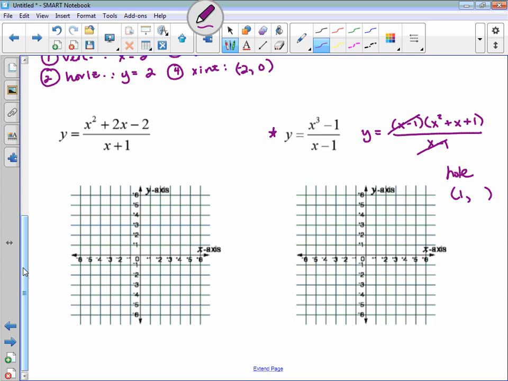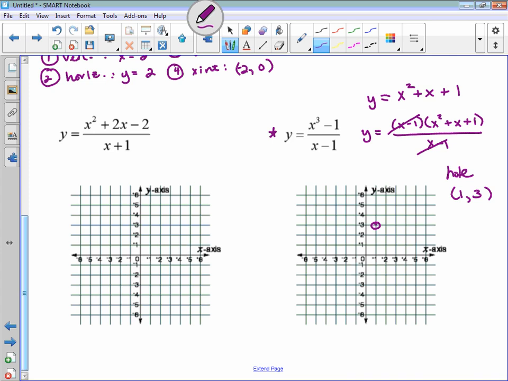How are we going to find the y value for that hole? Plug 1 into what's left. What's left is this x squared plus x plus 1. That is all you have to graph now. So what do I get when I plug a 1 in? 3. So I know right away at (1, 3) I have a hole. Definitely only plug it into what's left. If you try to plug it into the original, you're going to get 0 over 0, which won't work.